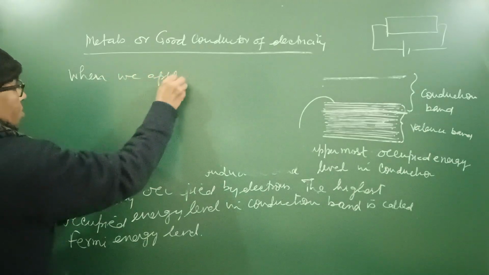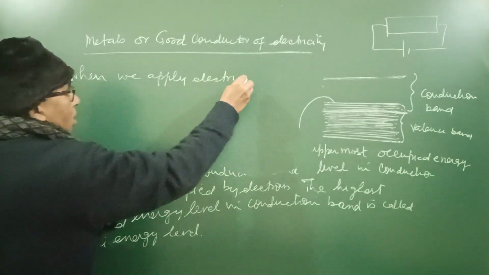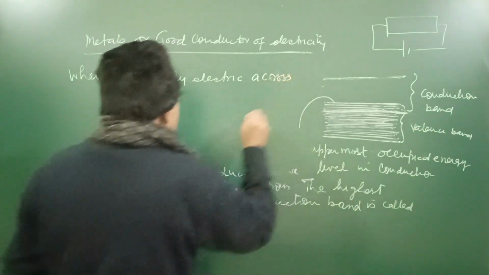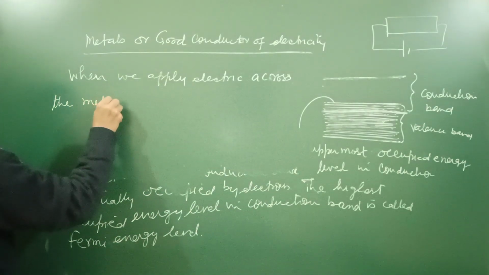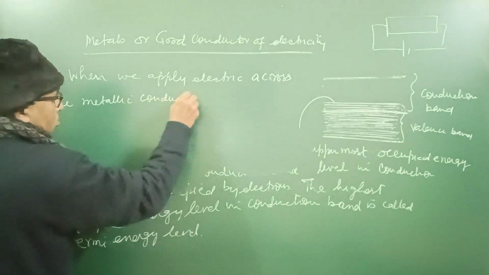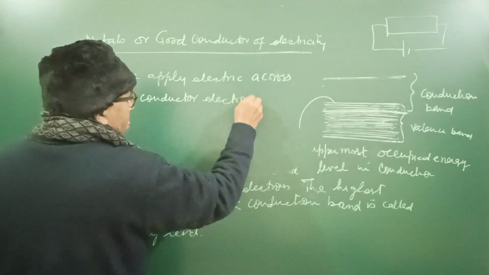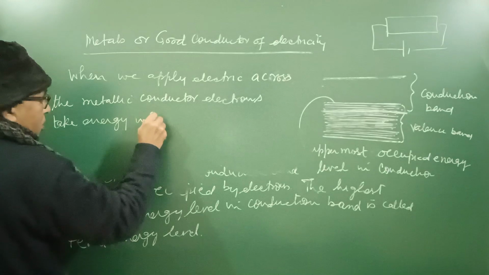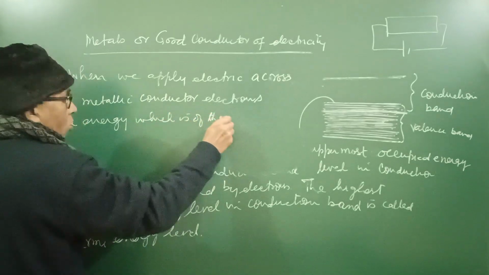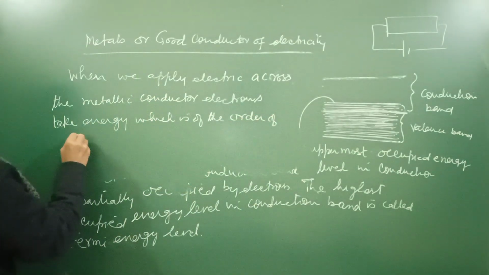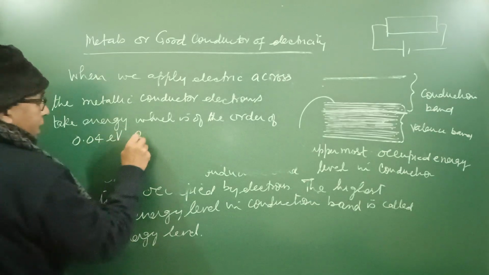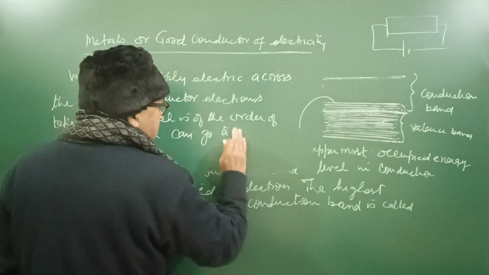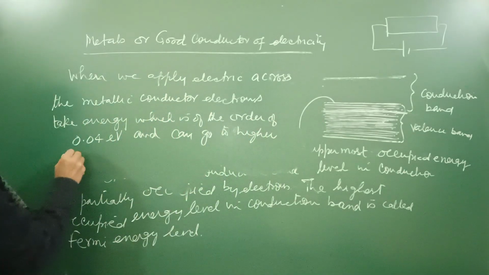When we apply an electric field across the metallic conductor, electrons take energy which is of the order of 0.04 electron volt and can go to a higher energy level.